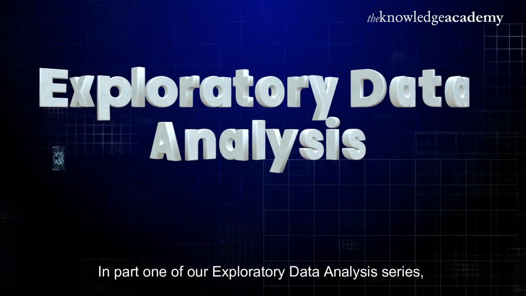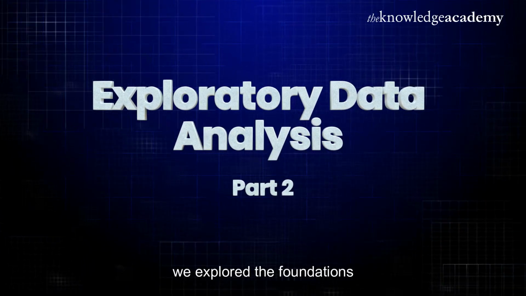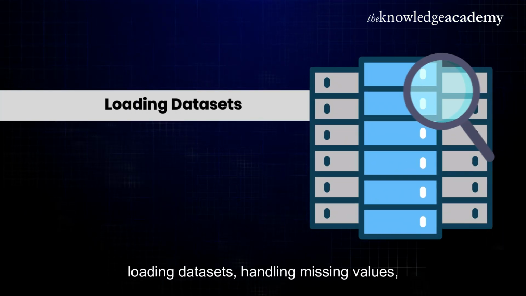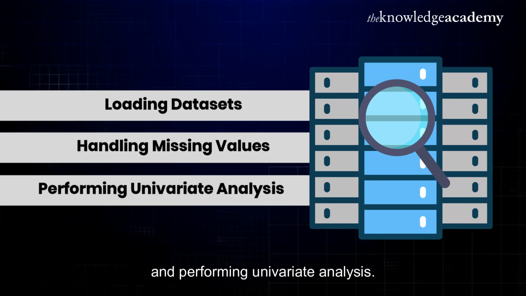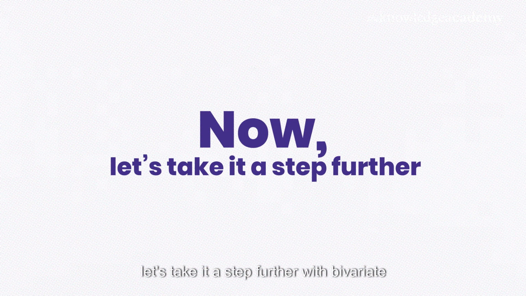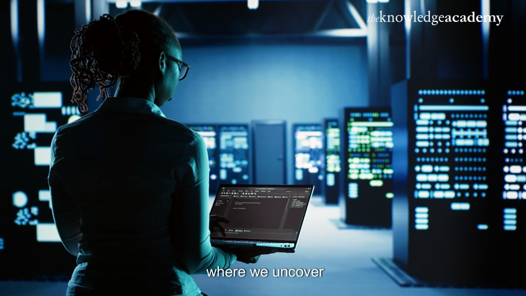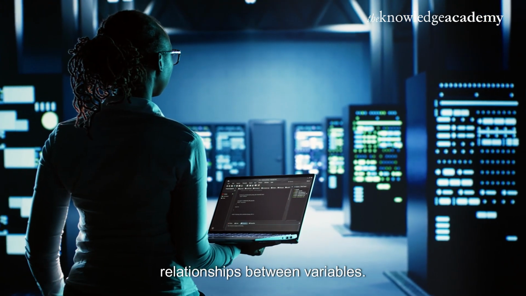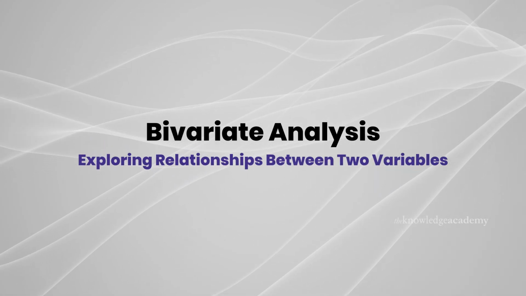In part 1 of our Exploratory Data Analysis series, we explored the foundations, loading datasets, handling missing values, and performing univariate analysis. Now, let's take it a step further with bivariate and multivariate analysis, where we uncover relationships between variables. Let's get started. Bivariate analysis helps us understand how two variables relate to each other.